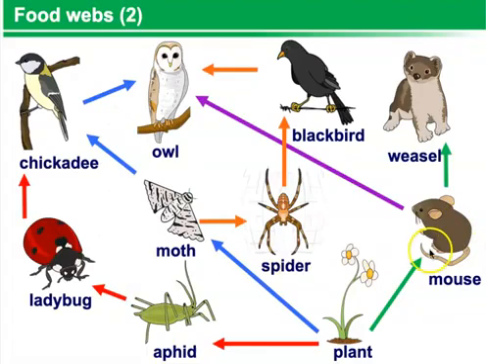The mouse is going to eat the plant, and the mouse can be eaten by the weasel, whereas the plant may get eaten by the moth and then eaten by the chickadee, or the plant and the aphid and the ladybug are all dependent upon each other. What we see here is each of the different colorations are showing those food chains from the previous slide.